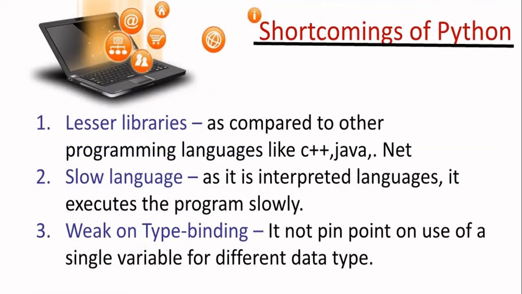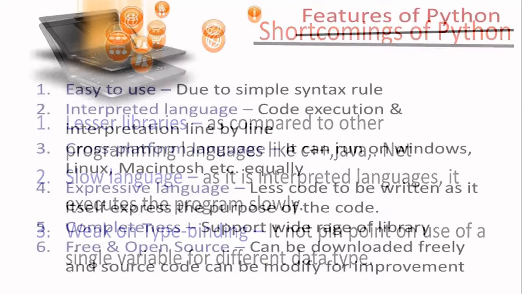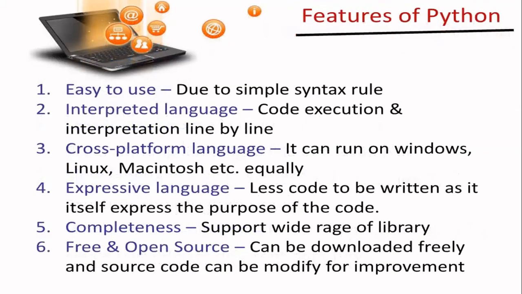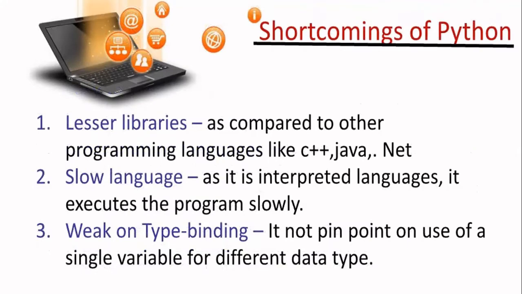We had also spoken about the shortcomings or limitations of Python. Number one is it has fewer libraries as compared to C++ and Java. So although it is an advantage over here that it supports a wide range of libraries, as we spoke about in features, it is also a limitation because if you compare it to other programming languages, then the library seems smaller.